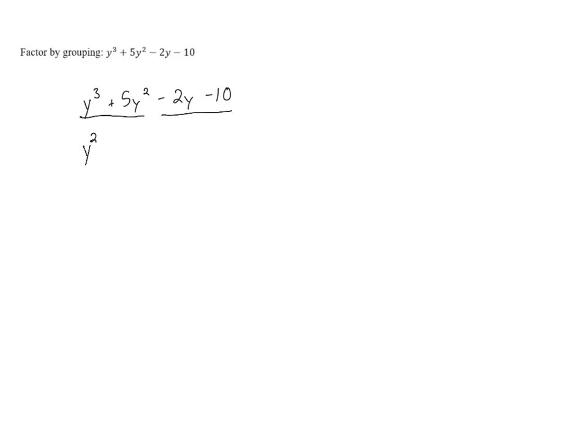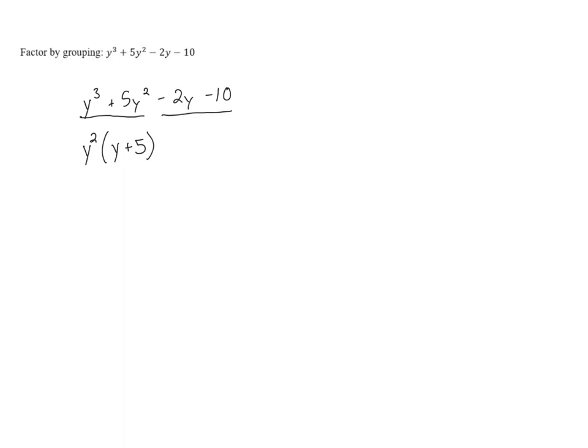so we're going to pull out the y squared. After we pull it out, we look for the leftovers. y cubed divided by y squared is y, and then plus 5y squared divided by y squared is 5. So the leftovers are going to be y plus 5.